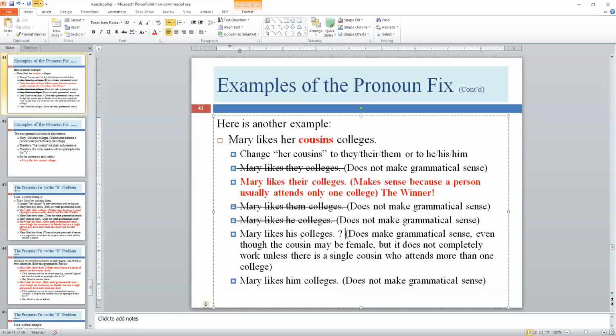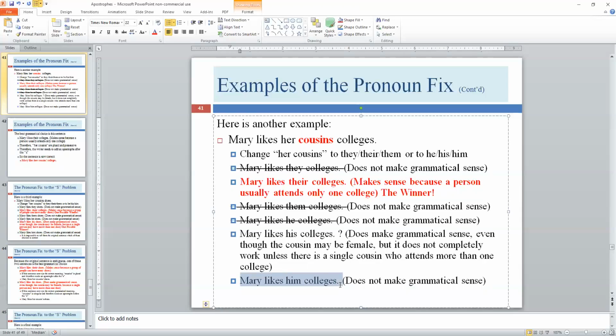it doesn't sound quite right because most people attend one college at a time. So it would be a little bit odd for one cousin to be attending more than one college. Now, it happens. There's students at Collin who go to Collin and Texas Women's University at the same time, or Collin and Texas A&M Commerce at the same time, or Collin and UNT, or Collin and UTD. So it does happen. So it's not impossible, but it's less likely. Let's look at our last one.